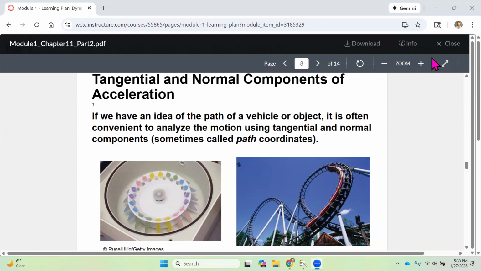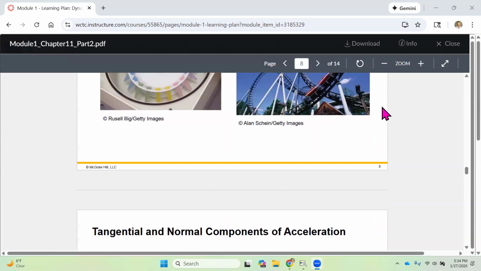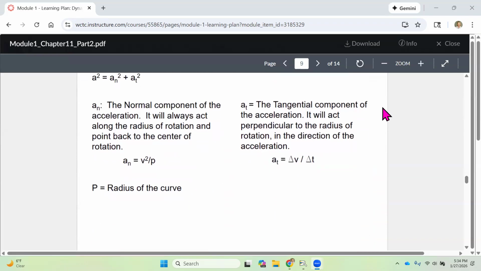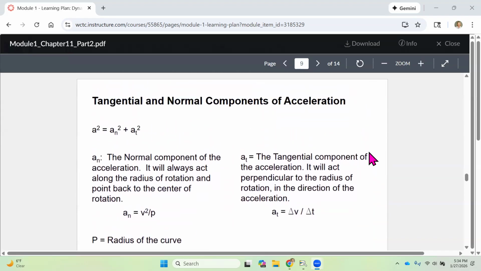So the last subject here is looking at tangential and normal components of acceleration. This is nothing new. All of you have had kinematics, and I think everybody has had kinematics with me. So we did talk about acceleration, and we saw that acceleration when we are on a curved path has two components that make up the total acceleration, and those two components are tangential and normal components of the acceleration.